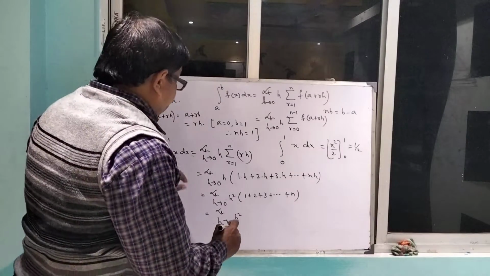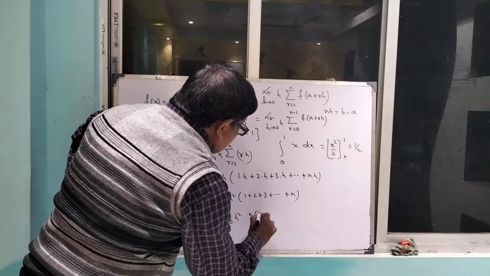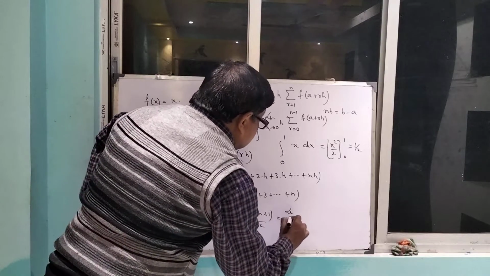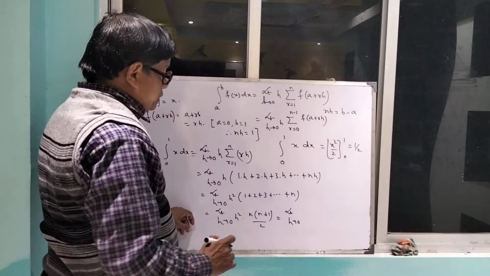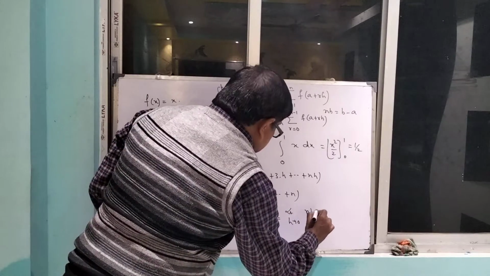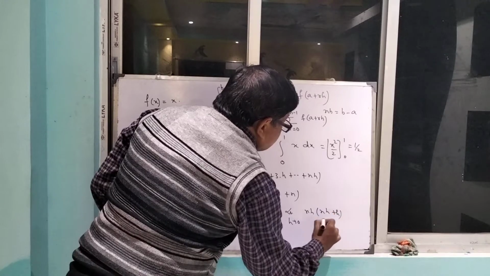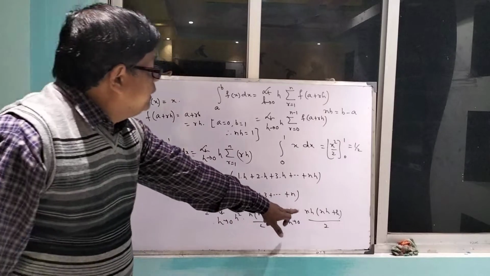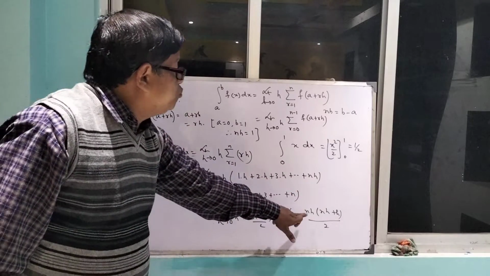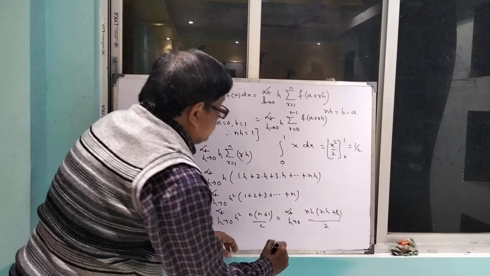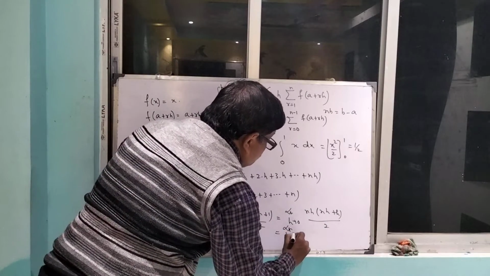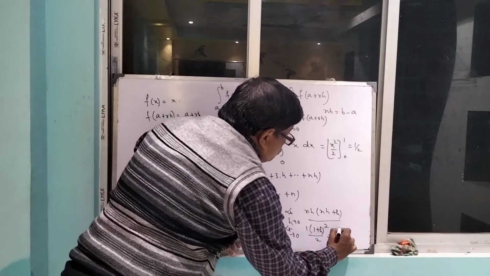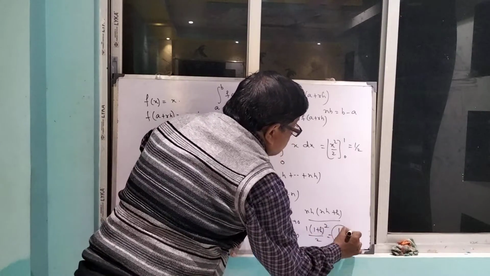So right, h square, n into n plus 1 by 2. So right here, limit h tends to 0, nh plus h by 2. Now you put the value of nh, you know, 1. Just you put 1 into 1 plus h by 2. So limit h tends to 0, 1 plus h by 2. Now put h equal to 0, so it will be 1 by 2. See, answer is coming 1 by 2.